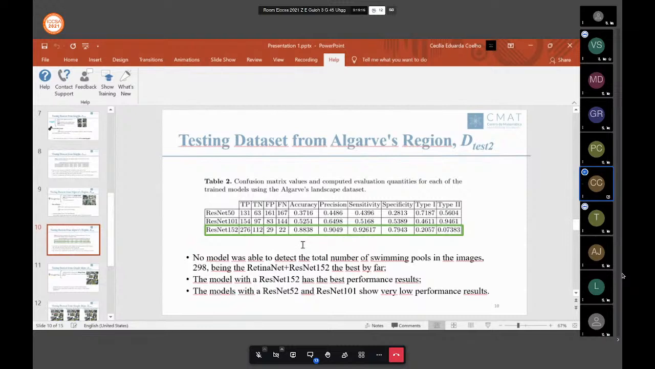As we can see, ResNet 152 by far recognizes 100 more swimming pools than the ResNet 50 and ResNet 101. And notice that there were in total 298 swimming pools. So ResNet 152 got really close to that value. So we can conclude that the model with a ResNet 152 is ready for real-life case scenarios, while the other two are not.